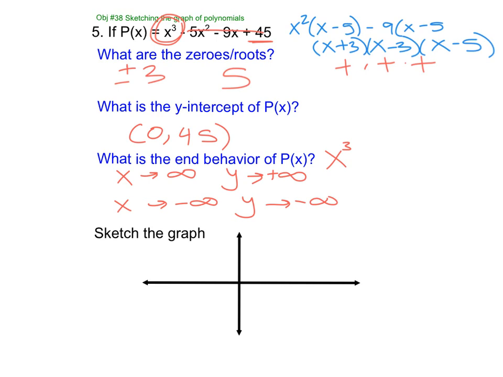All right, so we have 5, 3, negative 3, and 45. Those are my dots, and then my end behavior. As x goes to the right, y is positive, so it's going up. And then as x is going to the left, my y is going down.